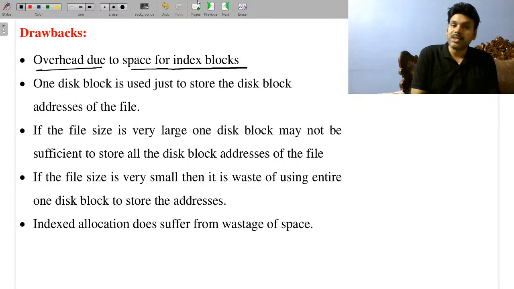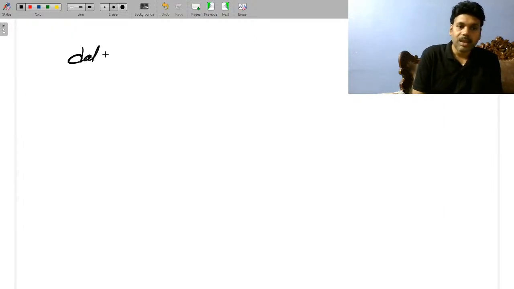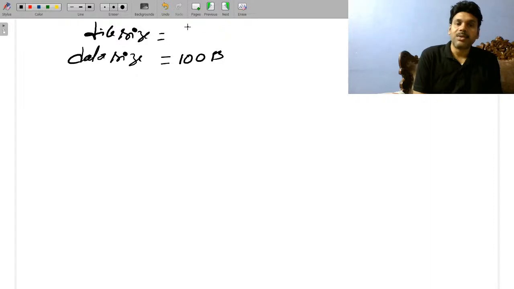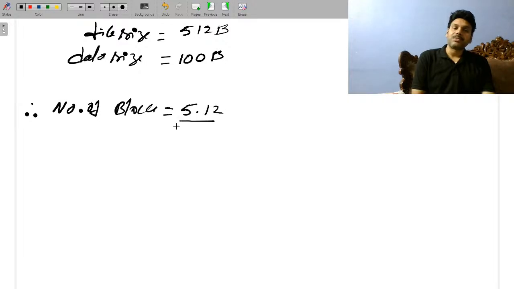And another one is very important. Now I will tell you, see. Data size is equal to 100 bytes and your file size is equal to 512 bytes. Therefore, friends, I can say how many blocks you need. So the number of blocks I need is 5.12. This is purely for what? Data.